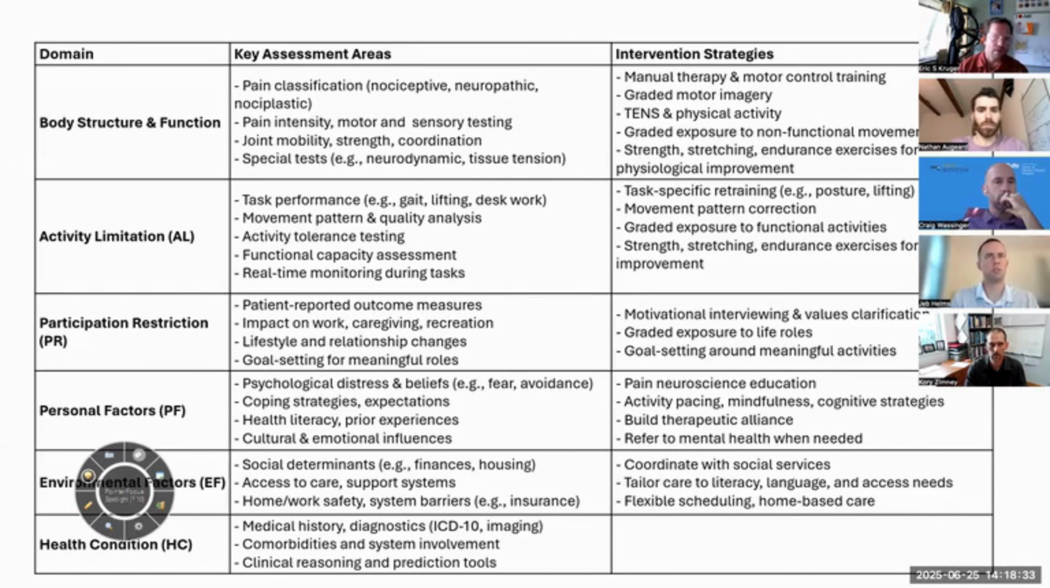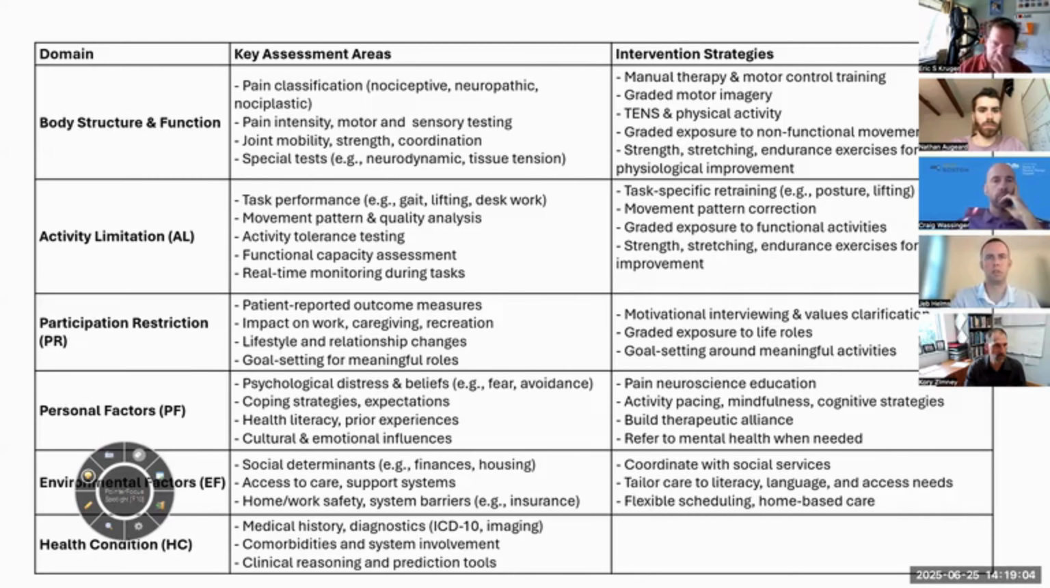And under each one of these domains, I have assessment areas, and this is how I teach our students. I break each of these domains into these assessment areas, and then after that, I provide interventional strategies that target those key assessment areas. So, in our standard orthopedic curriculum in our program, these assessment areas, joint mobility, strength, coordination, go along with strength training, stretching, exercise, range of motion interventions, because that's what their target is.